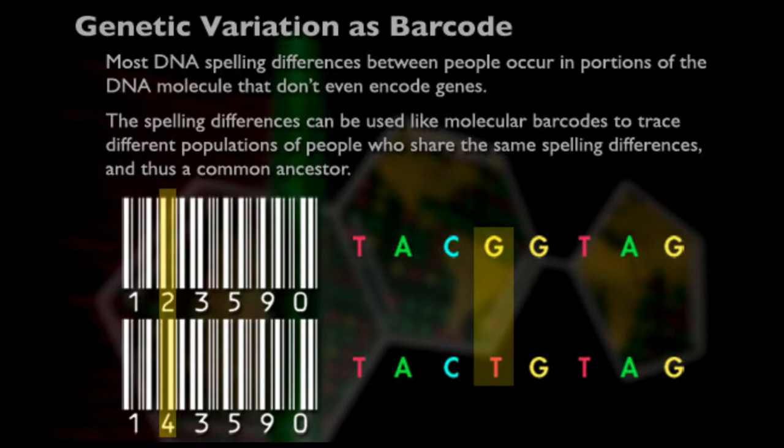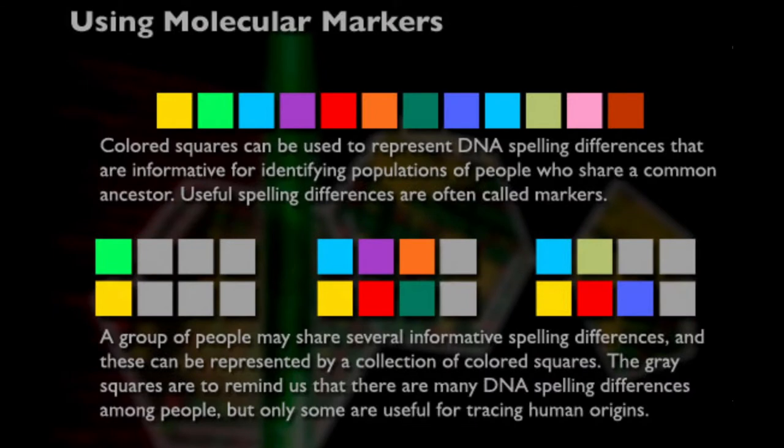So with just that single nucleotide polymorphism, if you compare them, these spelling differences can be used like molecular barcodes to trace different populations of people who share the same spelling differences. So this barcoding, these spelling differences, is actually important, no? To trace the history of that organism. So, those are barcodes. And we can convert them into what we call molecular markers, no? So you just look at these color squares. These can be used to represent DNA spelling differences, no?